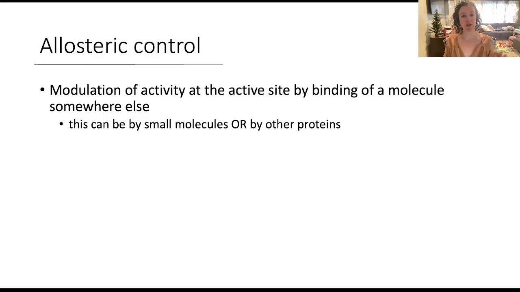So now we've talked about inhibition. Inhibition can happen at the active site, as we've already seen, but it can also happen elsewhere on the enzyme. When we are modulating or changing the activity of an enzyme by something binding somewhere else, we call this allosteric, or the allosteric site. The allosteric site is where inhibitors or activators will bind, and it is a location that is not the active site.